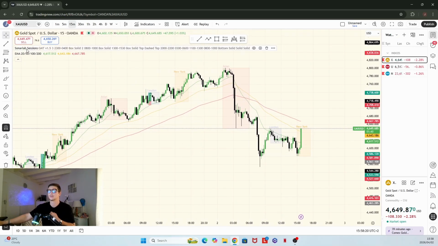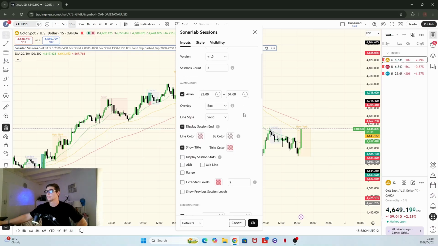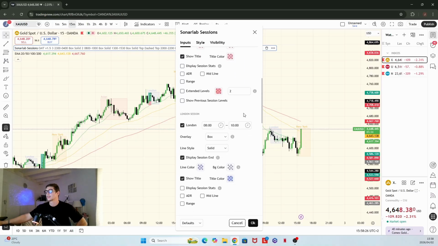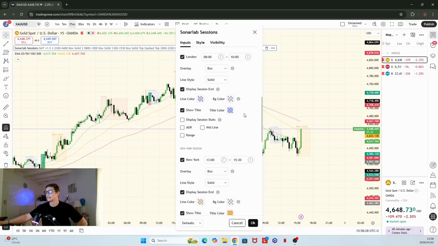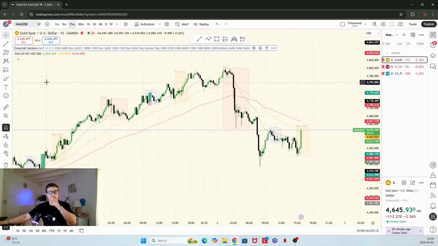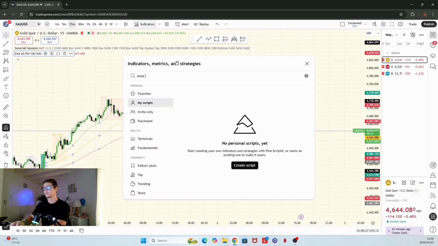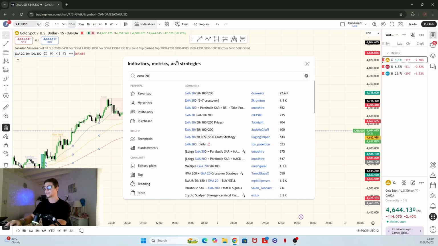Okay, so if we go in here, for anyone who wants to copy it, these are the times and these are the settings that I have for this Sonar trading sessions indicator. Just have a look and find this indicator. And the other one I use is the EMA 20, 50, 100, and 200 by Dr. Sweets, if I'm not mistaken. EMA 20, yeah, Dr. Sweets, this one up here.